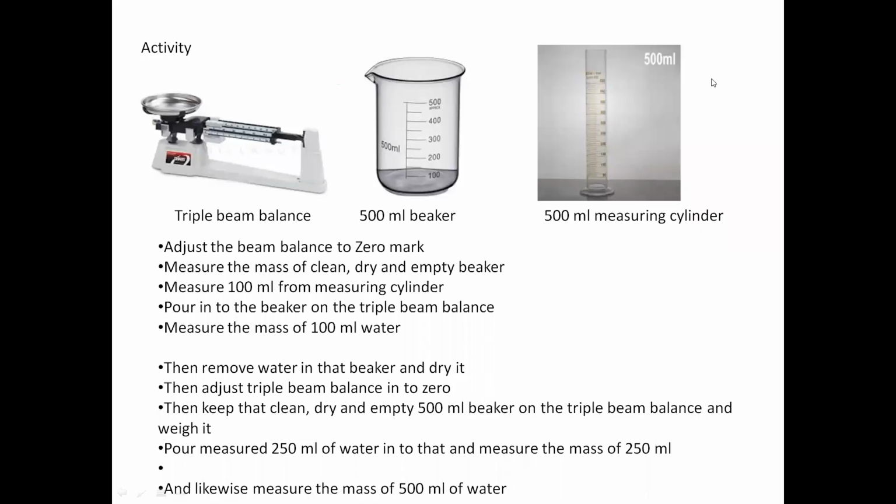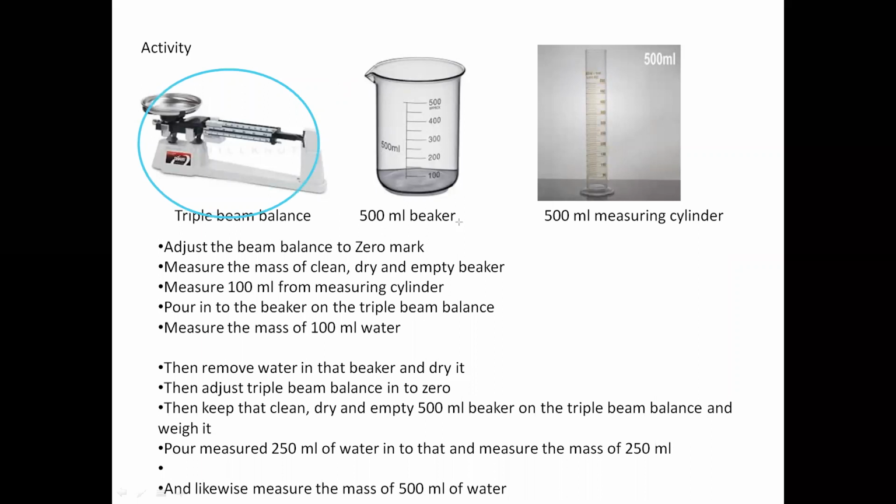Okay, so here we have to do an activity to find out the relationship between the volume and the mass of the liquid. For that you need a triple beam balance, a 500 milliliter beaker and a 500 milliliter measuring cylinder. Firstly, you have to adjust the triple beam balance to the 0 mark.